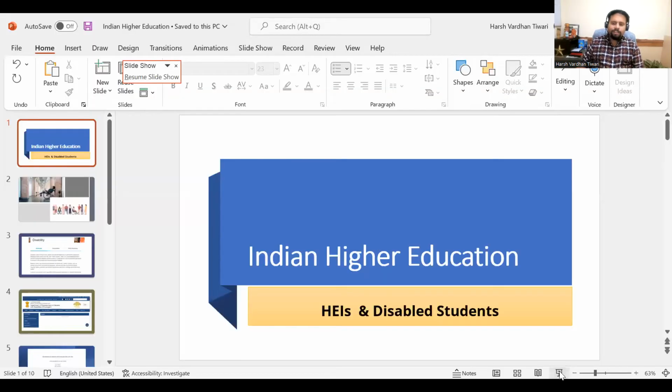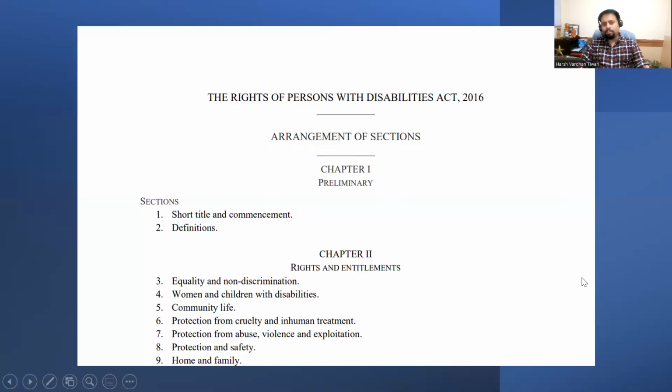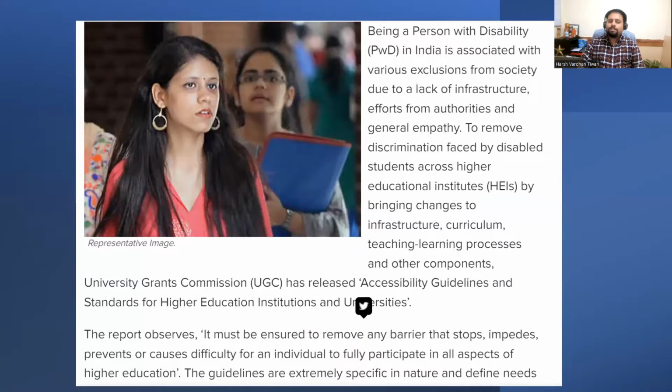And again, when I talk to you about this framework and the Rights of Persons with Disabilities Act 2016, the good thing is that there has been recent news regarding some rules, some actions coming from the University Grants Commission. Again, I will not go into that part of PWD, which is persons with disability in India, who are associated with various exclusion.